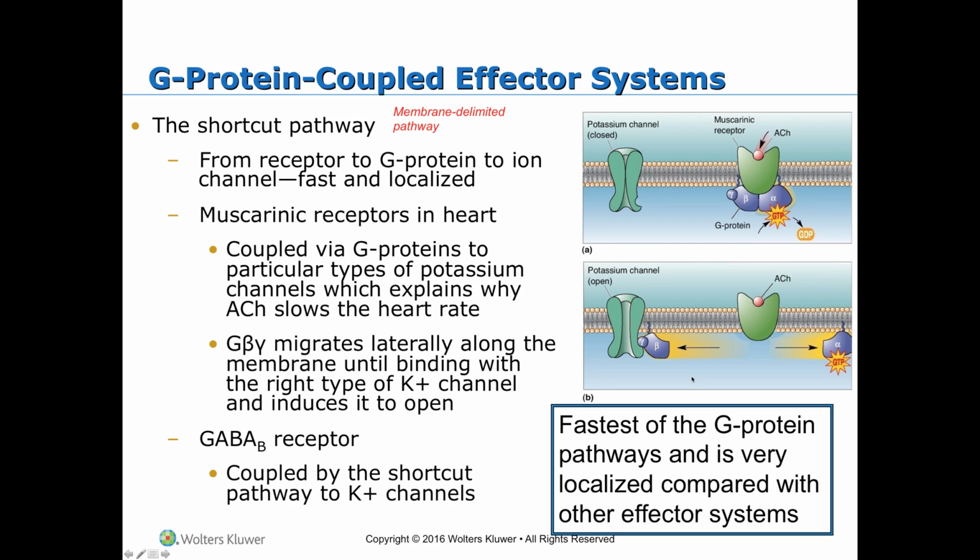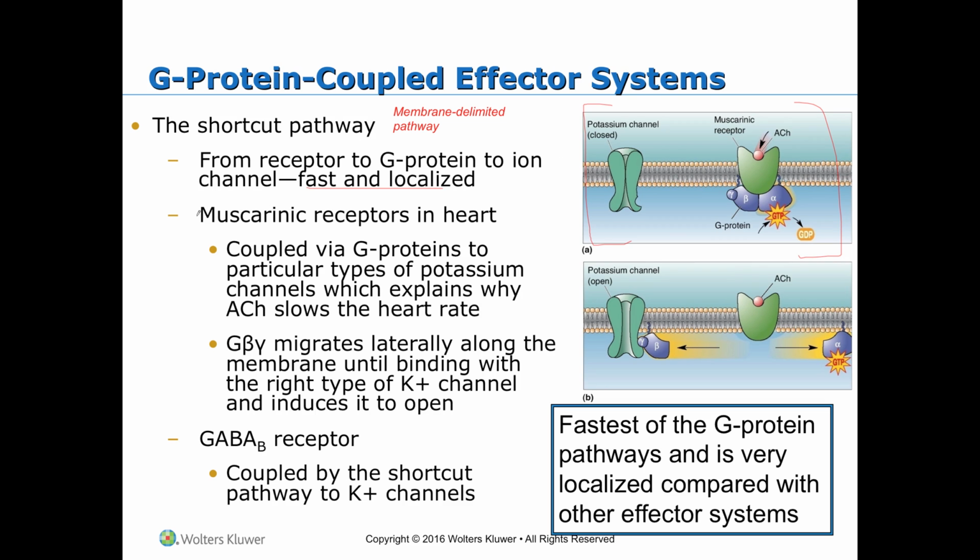Now, there are 2 different pathways. You have the shortcut pathway, known as the membrane delimited pathway. This is the fastest of the G protein pathways, and it's very localized. So this is from the receptor to G protein, allowing for an ion channel to open. This is very fast and localized at the level of the membrane.